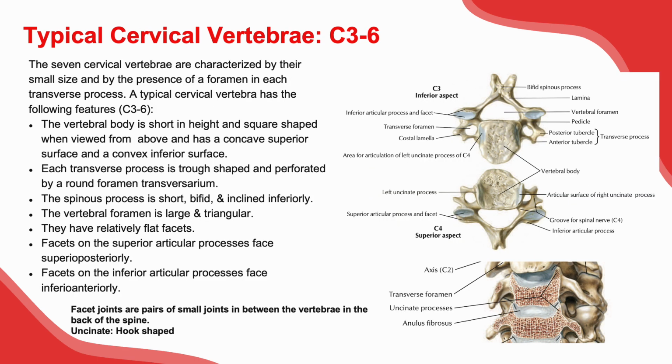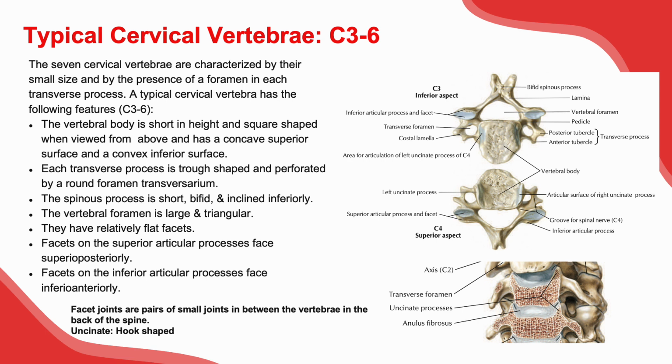Now we're going to talk about the typical cervical vertebrae, which are C3 to C6. This means that the atypical cervical vertebrae are going to be C1, C2, and C7. So in general, the 7 cervical vertebrae are characterized by their small size and the presence of a foramen, or a hole, in each transverse process.